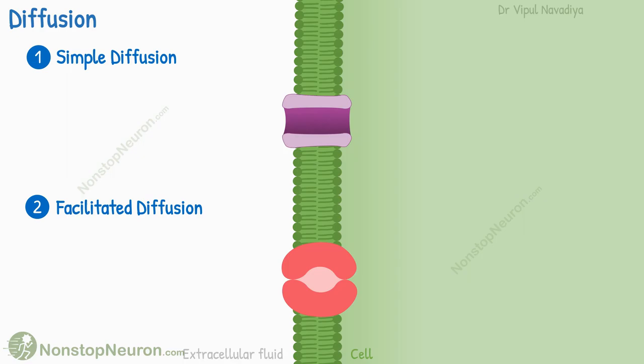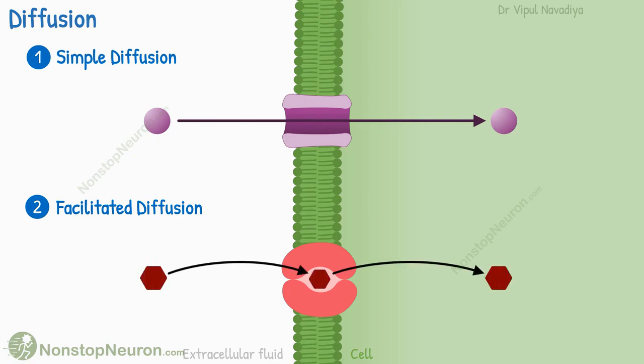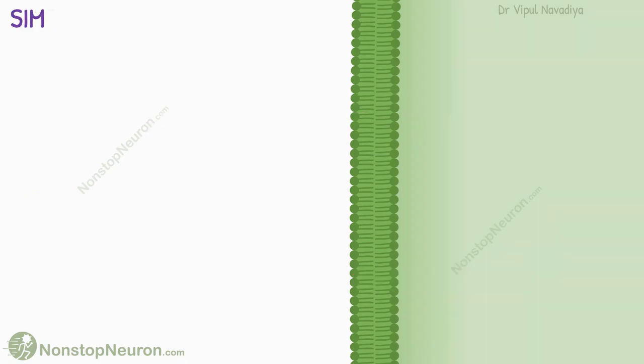But the fundamental difference between the two is that in simple diffusion, the molecule crosses the membrane directly, without any chemical interaction with its passage. Whereas in facilitated diffusion, the molecule makes a chemical interaction with the passage. That said, let's see simple diffusion in more detail.